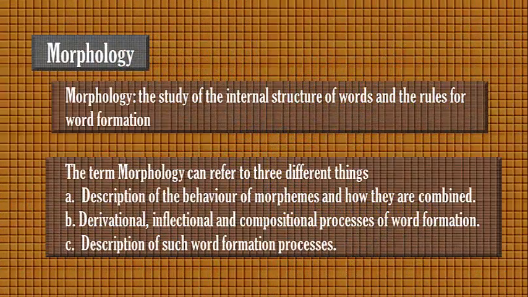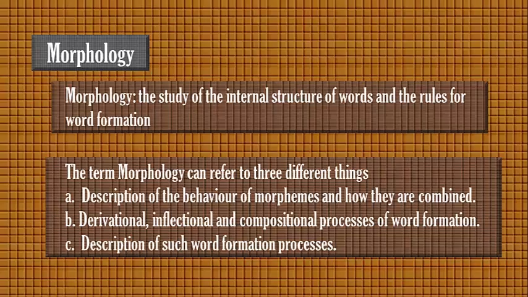What is morphology? Morphology is the study of the internal structure of words and the rules for word formation. The term morphology can refer to three different things. Number A, description of the behavior of morphemes and how they are combined. Number B, derivational, inflectional and compositional processes of word formation. Number C, description of such word formation processes.